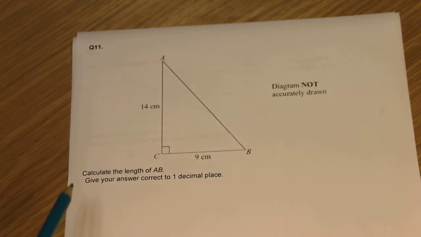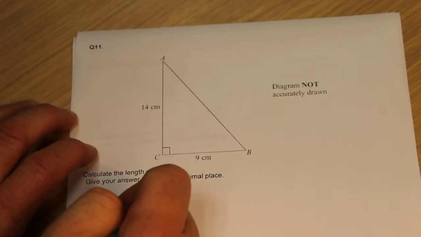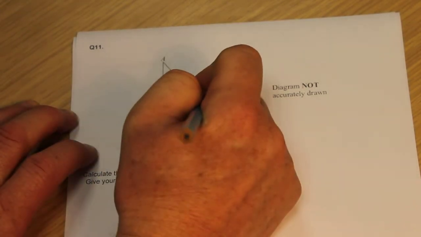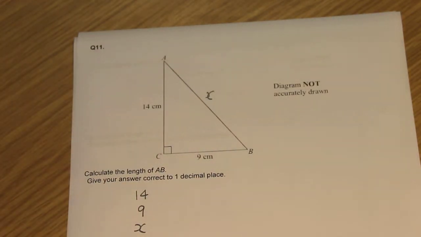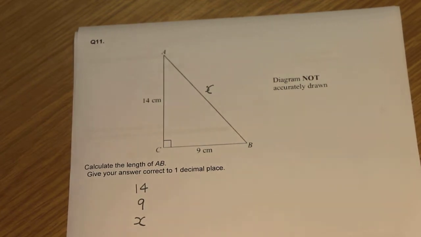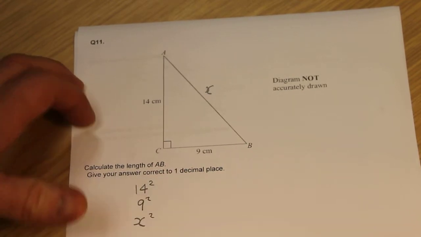Now it's also asking me to give my answer correct to one decimal place, which means I'm likely to be having to use a calculator to do this piece of work. Okay, so the first thing that I'm going to do is to write down all of the sides that I have been given. I've been told one side is 14, one is 9, and I've got a missing side which I'll call x. Now with Pythagoras' theorem, what you need to do is to remember to square each of those sides. Okay, so I'm going to square all of the sides.